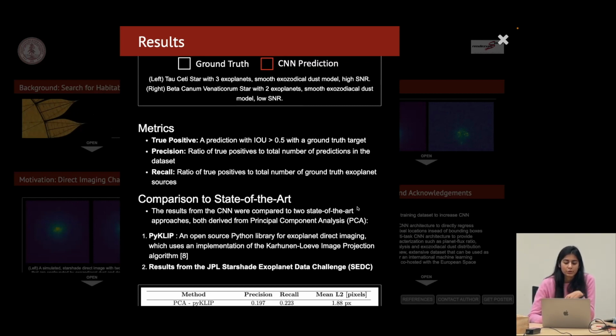And the definition for a true positive is defined via the same metric as our loss function, which is intersection over union. So if the intersection of the ground truth and the predicted box is higher than 50%, then we count that as a true detection.